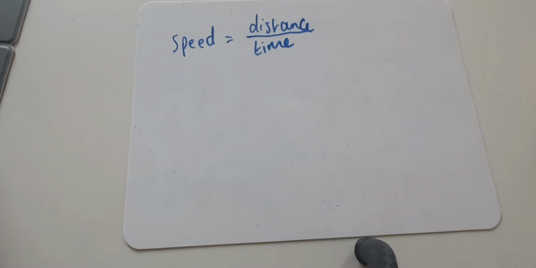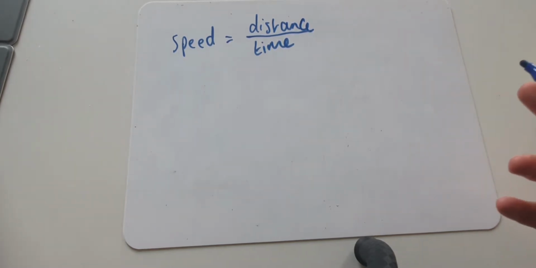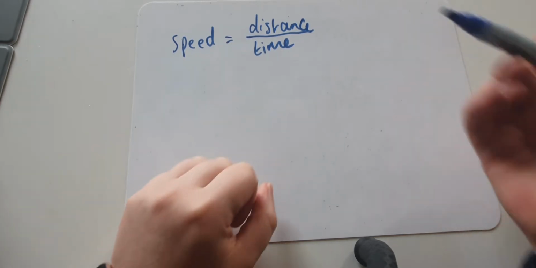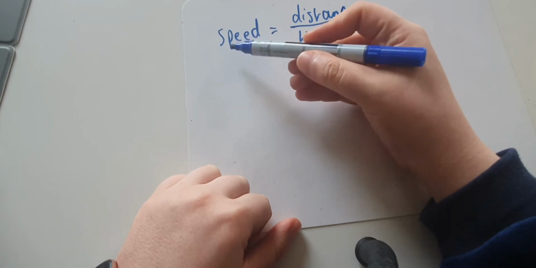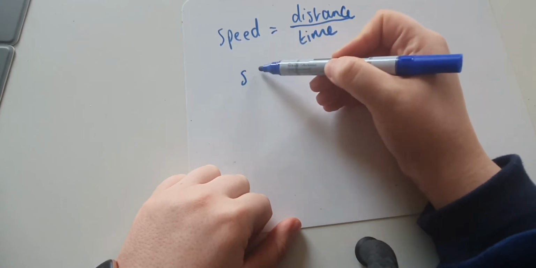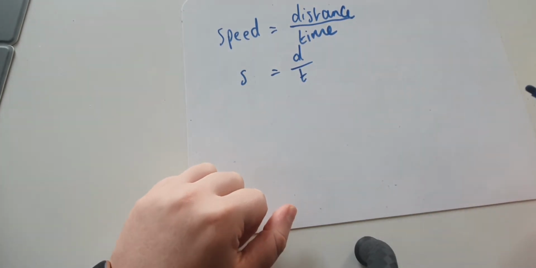You should by now have a general idea of what we mean by speed, how far something travels in a given time. So the symbols we use for this, it used to be S for speed equals d for distance over t for time.